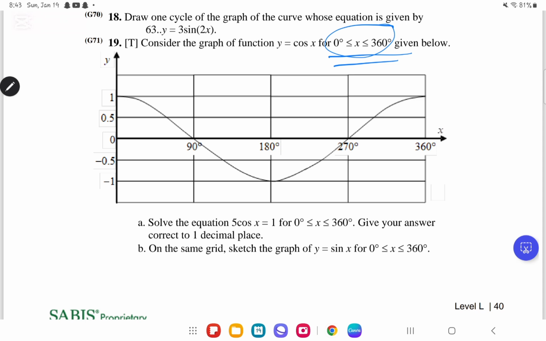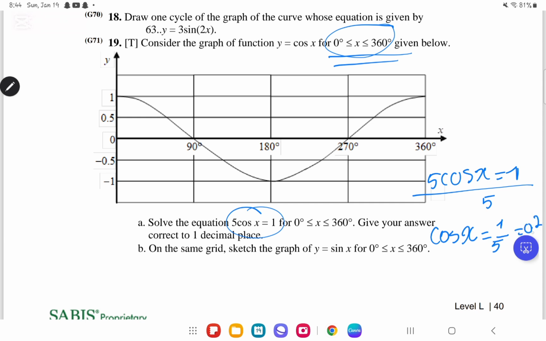So they told us, solve the equation 5 times cosine x is equal to 1. So very simply, what they did was that they took this, which is 5 cosine x is equal to 1, and they divided both sides by 5. So cosine x is equal to 1 over 5, which is then 0.2. So they didn't tell us to plot it, they only told us to solve it.